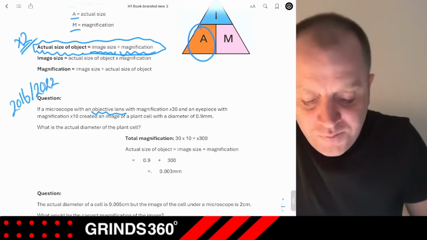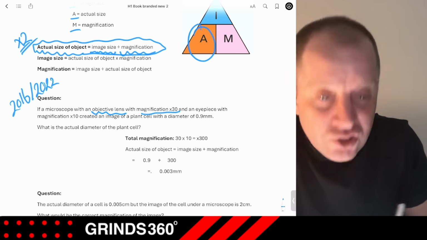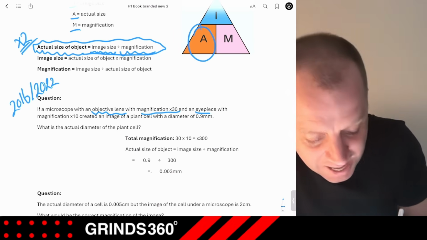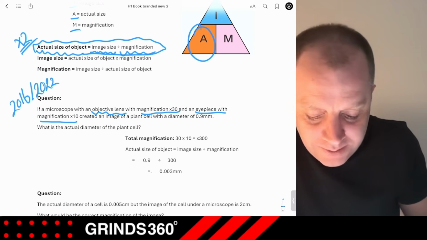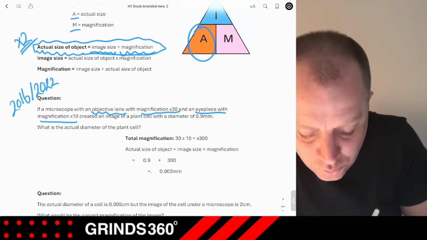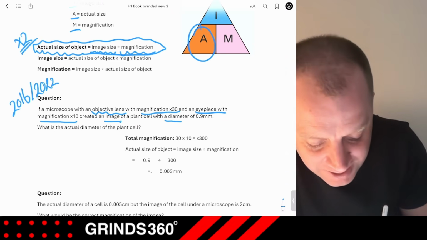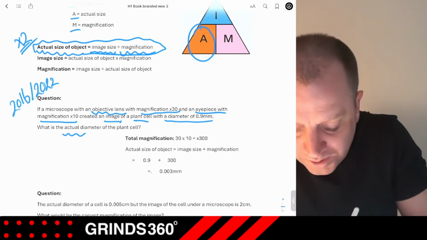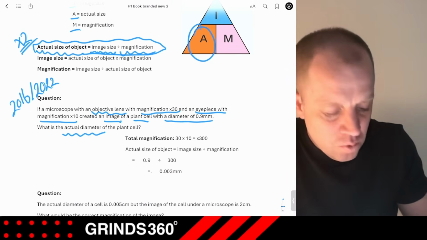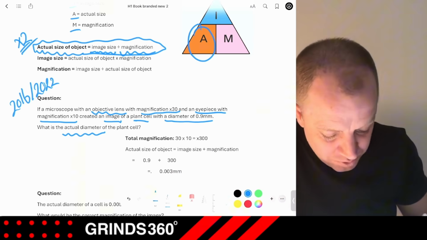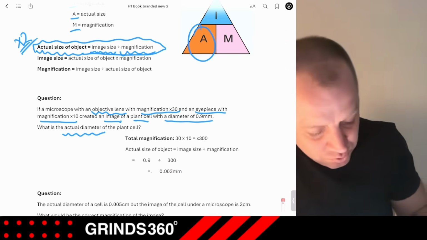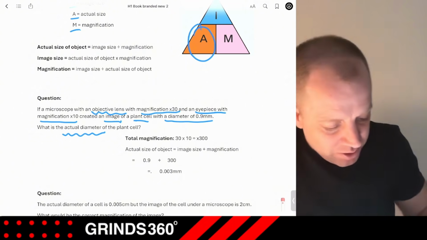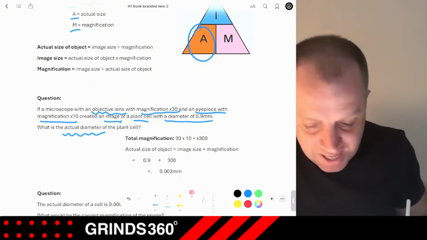If the microscope with an objective lens has a magnification of 30 and the eyepiece has a magnification of 10, and it created an image that had a diameter of a plant cell of 0.9 millimeters, what's its actual size? So let me go show you this here. Now, if you look at this here, how do we calculate the actual size?